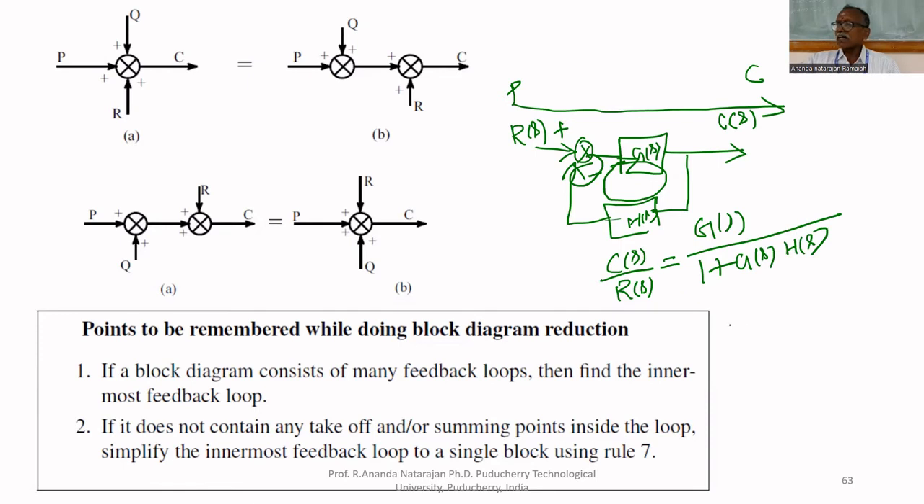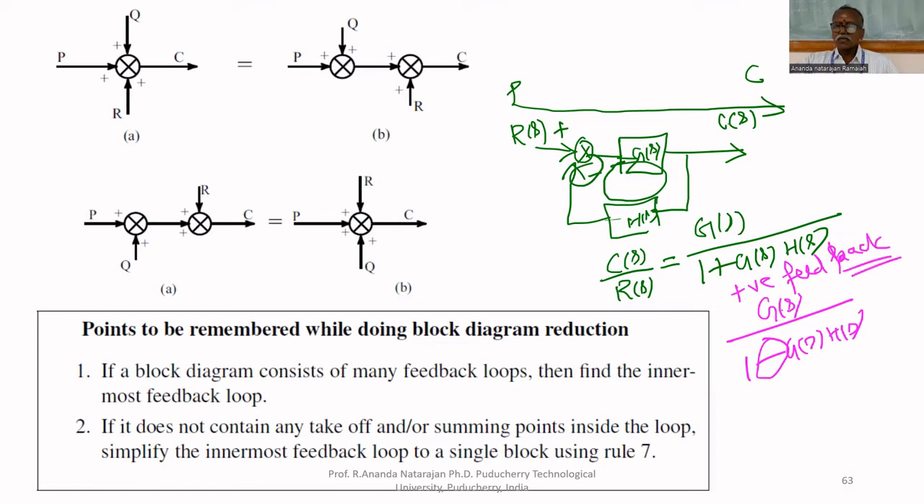Suppose plus sign is there. Then what is the formula? Then the formula is G of S upon 1 minus G of S, H of S. If plus sign is there, positive feedback means G of S divided by 1 minus G of S, H of S. This is the seventh rule. Only the seventh rule you have to remember. All other rules you can understand by looking at the block.